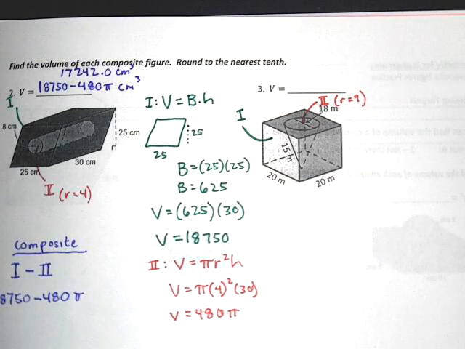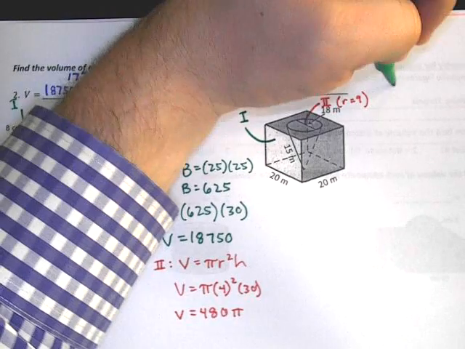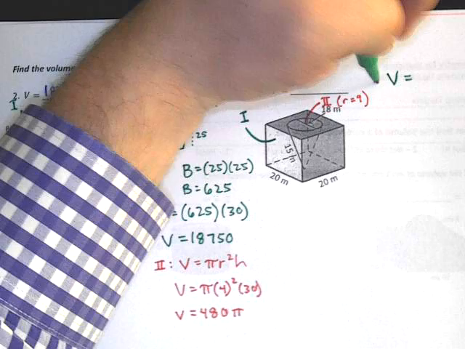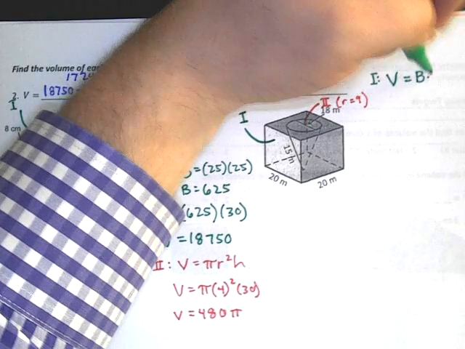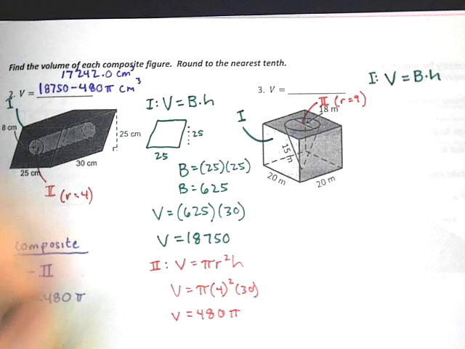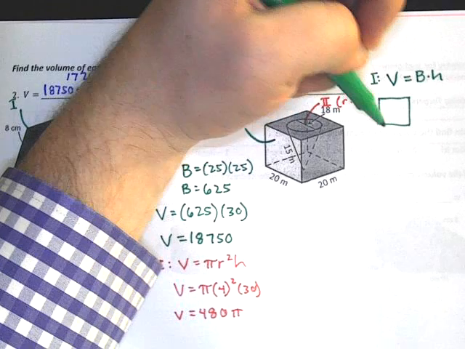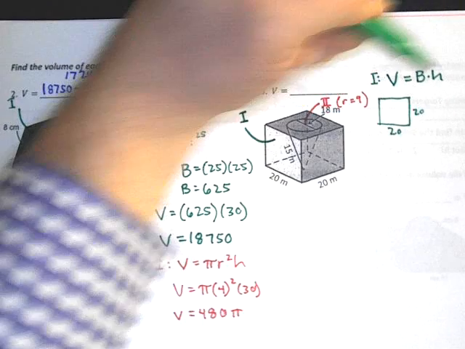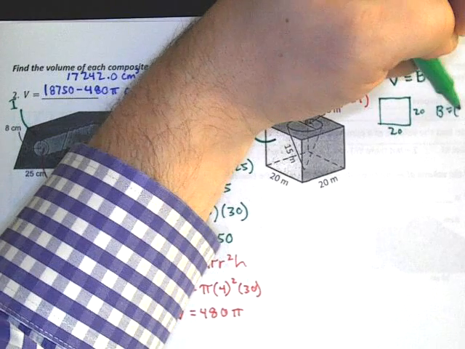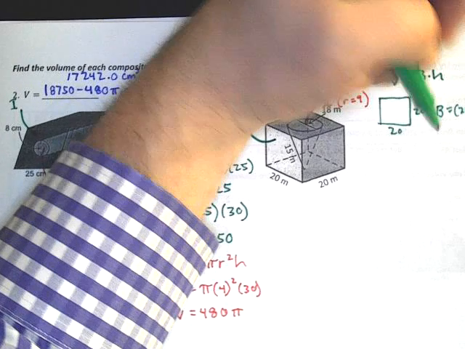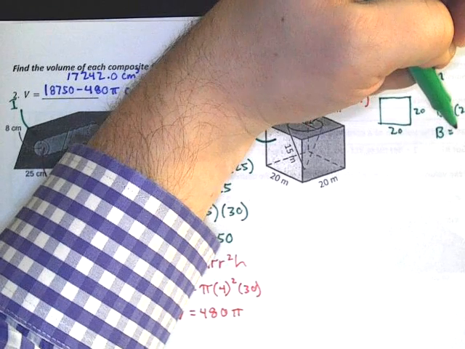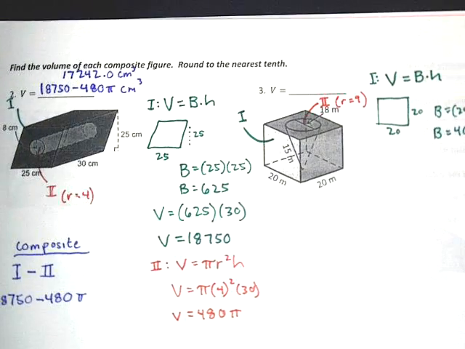Alright, so we're ready to go. Let's figure this out. Volume of shape 1, it's a prism, so capital B times h. When I sketch the base, both sides are 20, so this will be a real easy calculation. 20 times 20, or capital B, area of the base, is equal to 400.